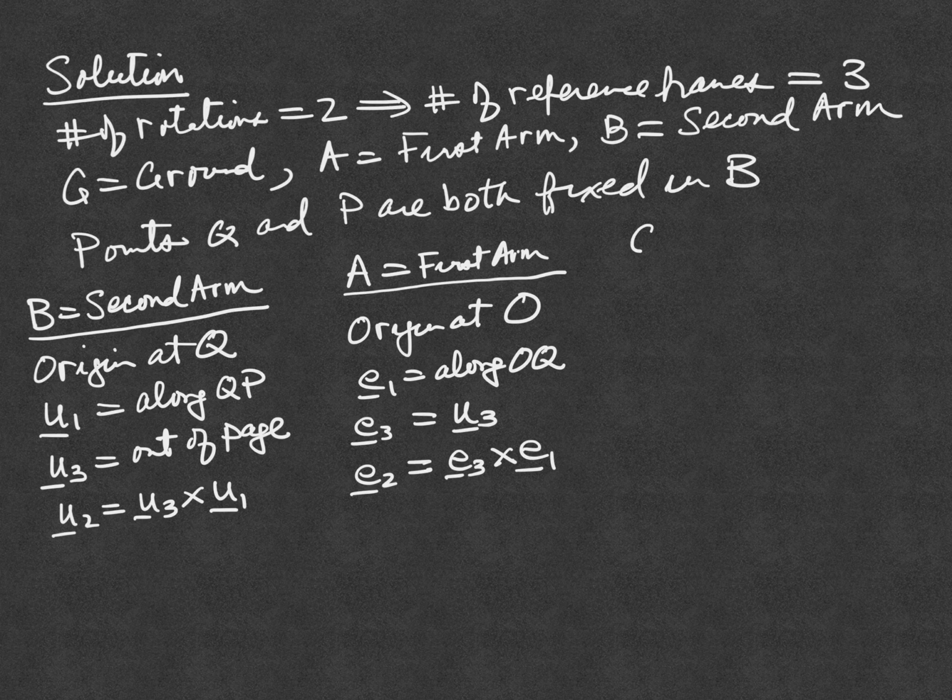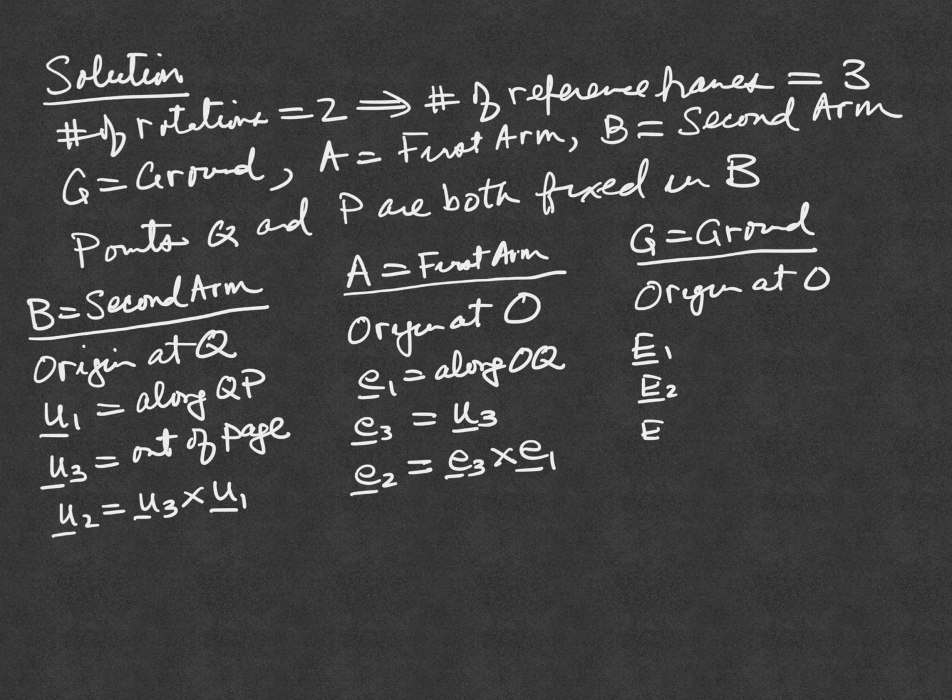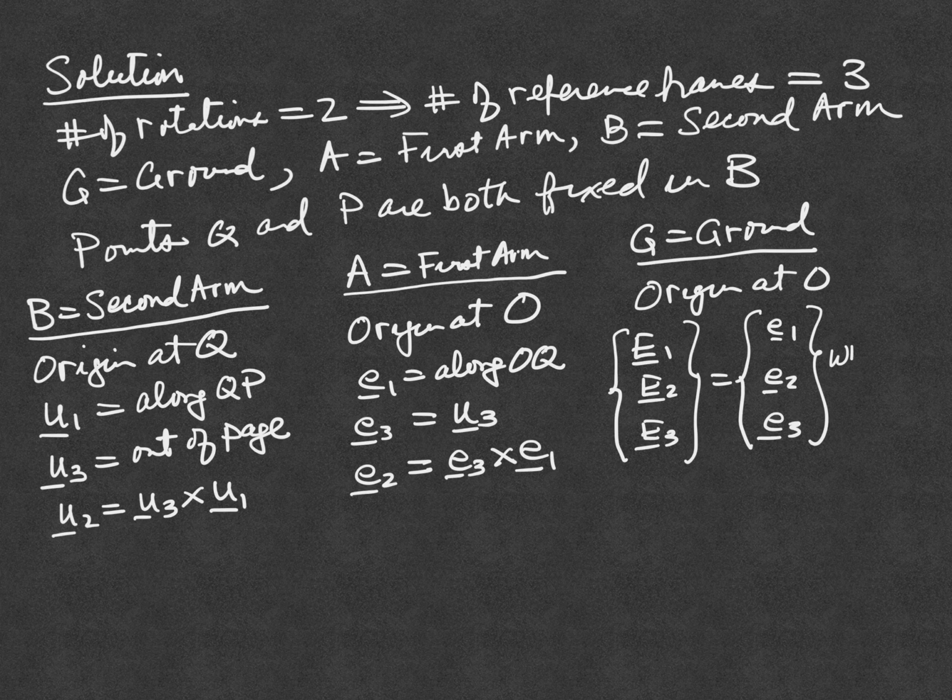And then the last frame, or the first frame in this case, is the ground. And the origin here is also going to be at O. And then I'm going to just pick 3 vectors. I'll call them E1, E2, and E3, and they are going to equal little e1, little e2, little e3 when theta 1 equals 0.